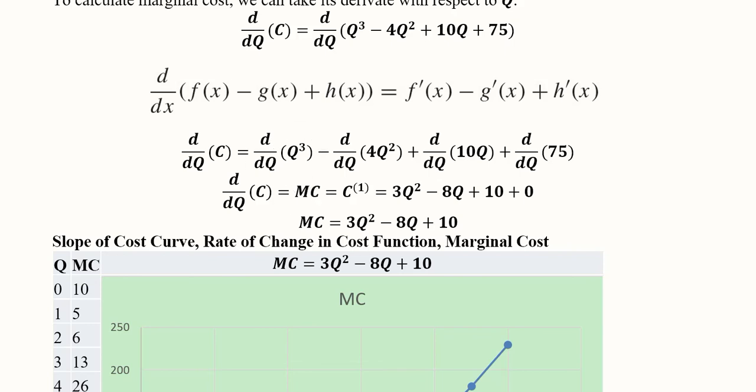The derivative of q cubed will be 3q squared, so this 3q squared is written here. The derivative of 4q squared in this case will be 8q, and it is written here. For 10q, its derivative will be equal to 10, and the derivative of a constant, for example 75, will be equal to 0. So now we have the marginal function of the cost function. This is actually the marginal cost function.